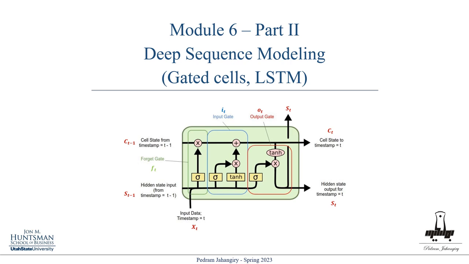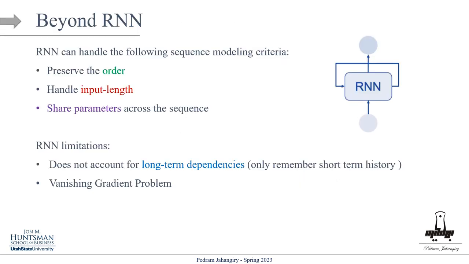Here you go. Part 2, deep sequence modeling, gated cells, and specifically the LSTM architecture. Here's a quick recap of part 1: the advantages and limitations of RNN. RNN can handle the following sequence modeling criteria: it can preserve the order in time series or sequence data, it can handle variable input length, and it can share parameters across the sequences. These are advantages over a simple neural network or even a convolutional neural network. The limitations, however, are these two. The biggest one is that the RNN does not account for long-term dependency, because it only remembers short-term history by looking at the previous state.